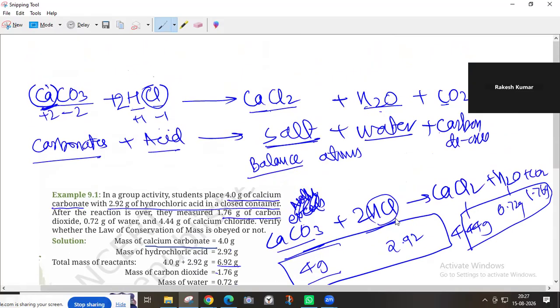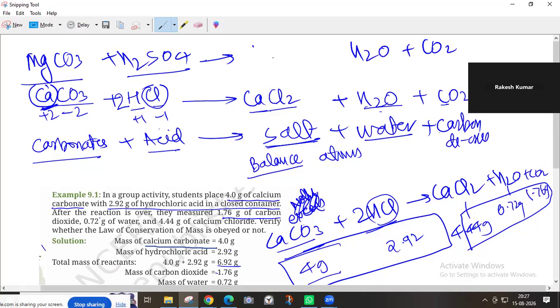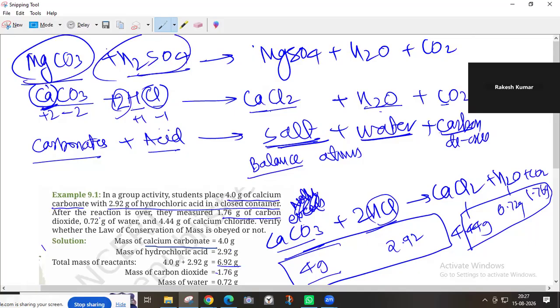But the most important thing is, can you write the equation, and can you write another equation for carbonates? What happens if I react MgCO3 plus H2SO4? Again I've taken a carbonate, again an acid, so I will get the same thing. H2O will be there, CO2 will be there, but the salt will be MgSO4, and this time there won't be any 2. But the pattern is the same: salt, water and carbon dioxide. If you take a carbonate and an acid, you should know the pattern. How do different classes of compounds react to give what kind of things?